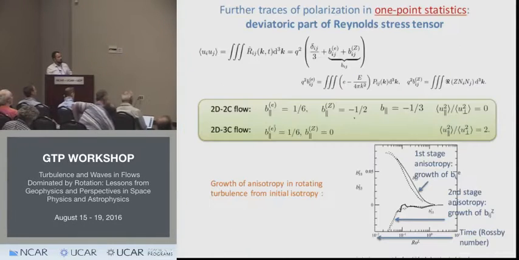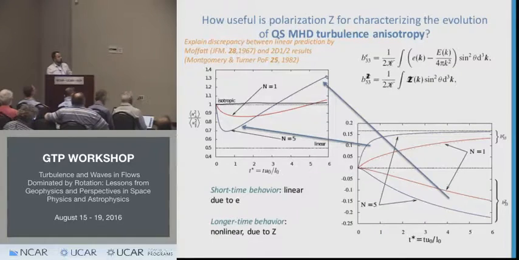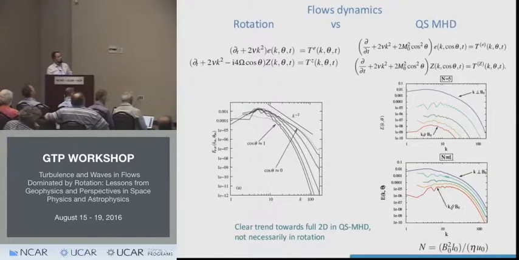I'm going to skip that, but this is what permits to distinguish between the rotating case and the MHD case. If we look at the separate equations for the poloidal and toroidal difference, which is this variable z here, I'm going fast, but z is just the difference between this poloidal and toroidal spectra.